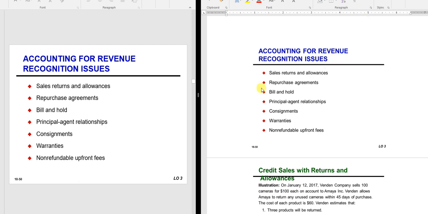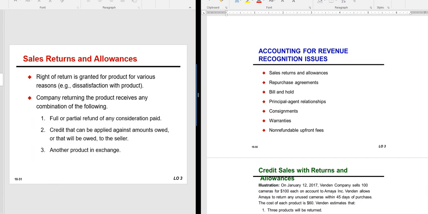This is part 2. We're going to start with these revenue recognition issues. They're going to follow the same 5 steps as we've been through, but they're going to be little ones that are kind of a little bit confusing on how they apply. So the first one we're going to talk about is sales returns and allowances.